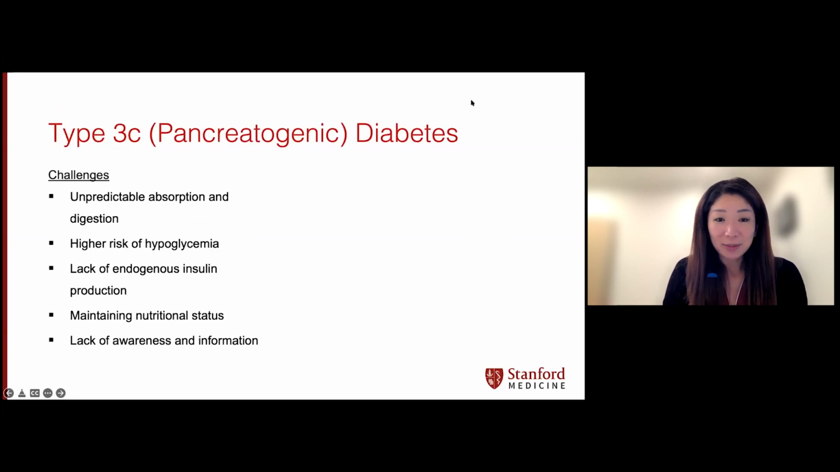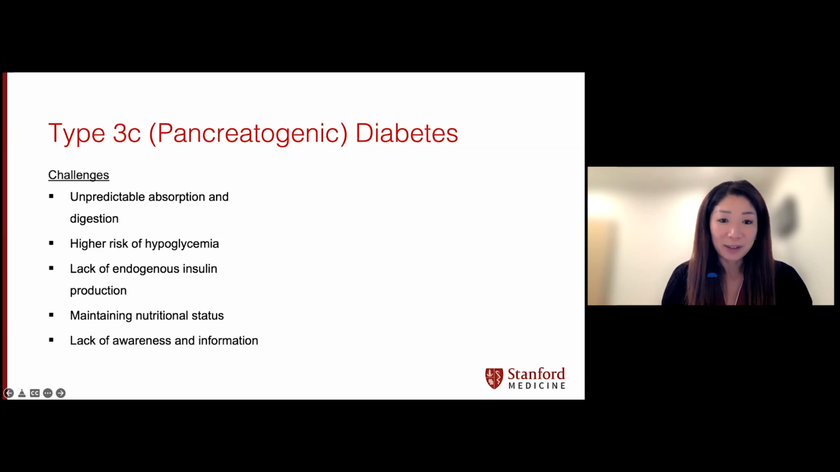So challenges of type 3C diabetes, like we talked about earlier, the absorption can be impaired. And even when we give back enzymes, the absorption and digestion can be really unpredictable. You may eat the same thing and take the enzymes 2 days in a row and have different responses. As we talked about earlier, because there's a lack of glucagon, there's a higher risk of hypoglycemia or low blood sugar because your body cannot compensate for that low blood sugar. And then there's the lack of endogenous insulin production. So we have to supplement with insulin injections, maintaining nutritional status as patients try to make sure that they're keeping up to date with their digestion and keeping up to date with the right calories and macronutrients.